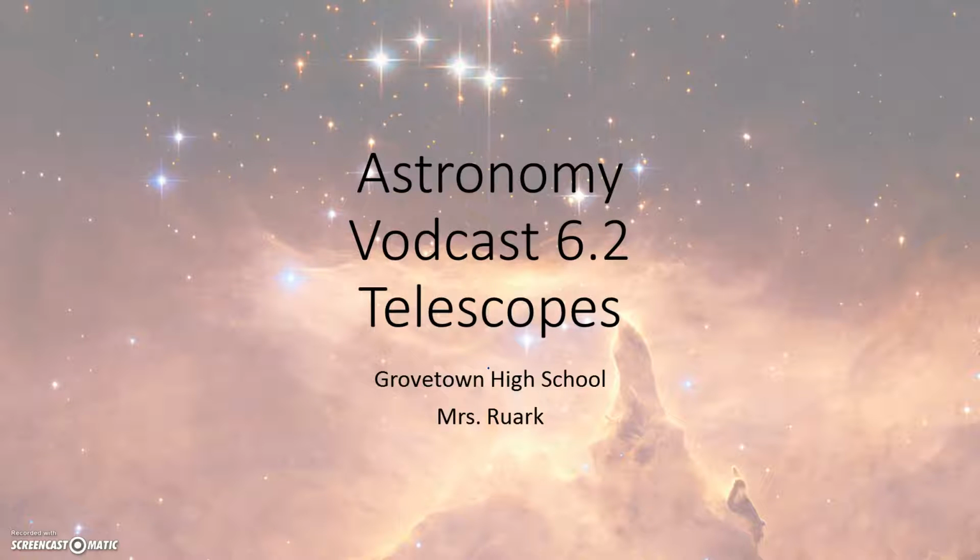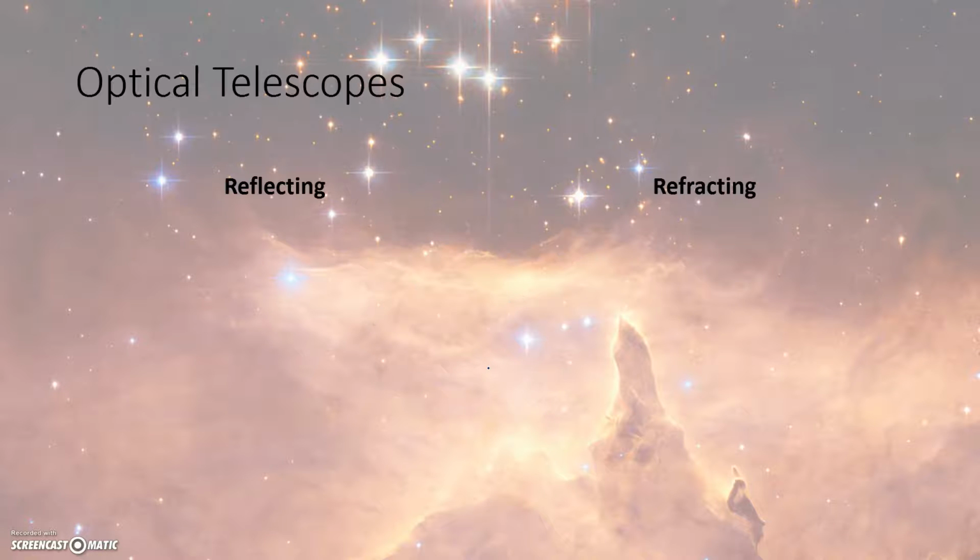We're talking about telescopes. So we just talked about light and how light is a particle and it's a wave, and we talked about the spectrum of light, not just the visible light, but also all of the other radiation that comes along with the electromagnetic spectrum. So now we're going to talk about telescopes because telescopes need light.